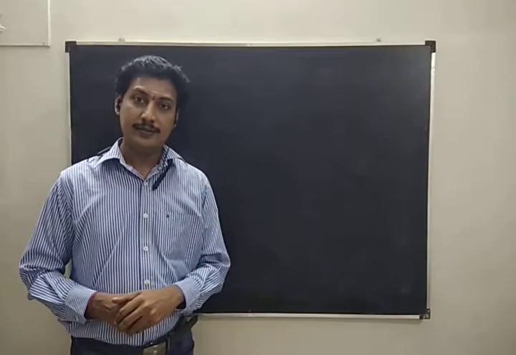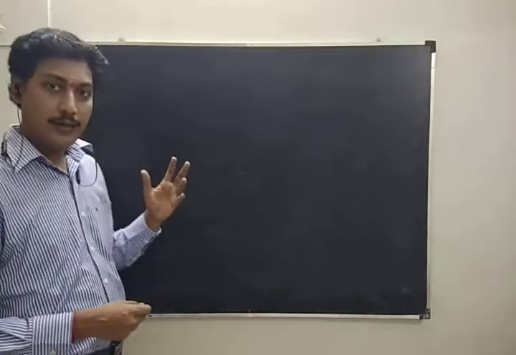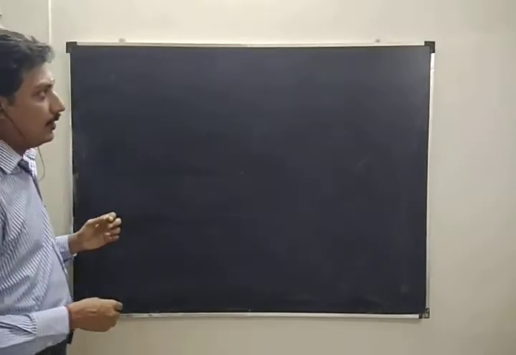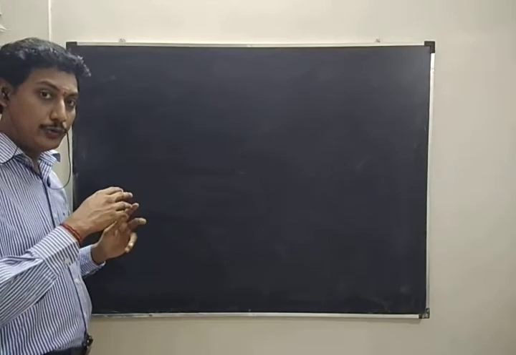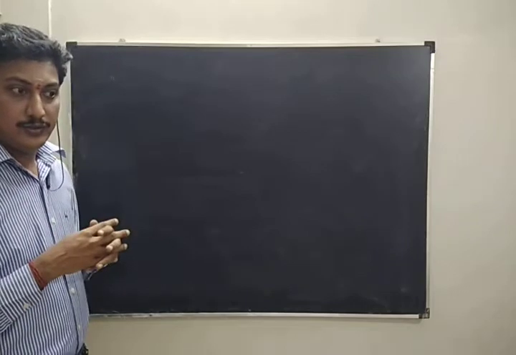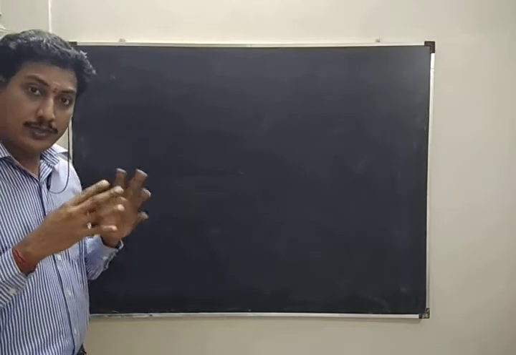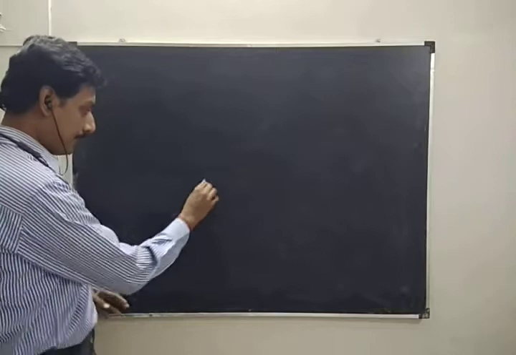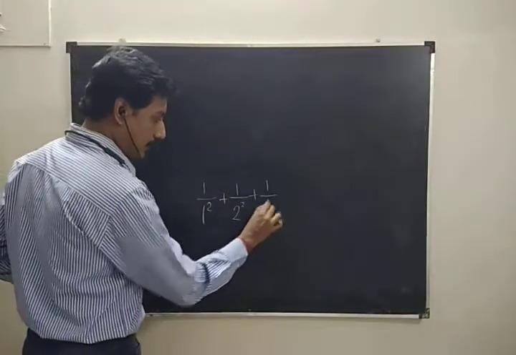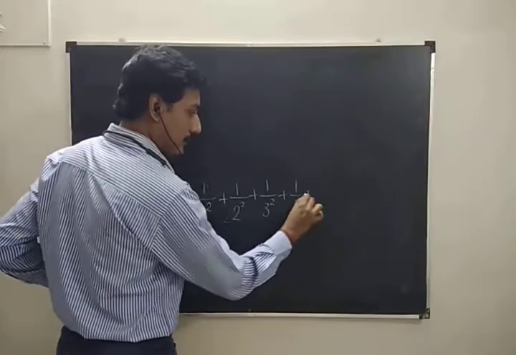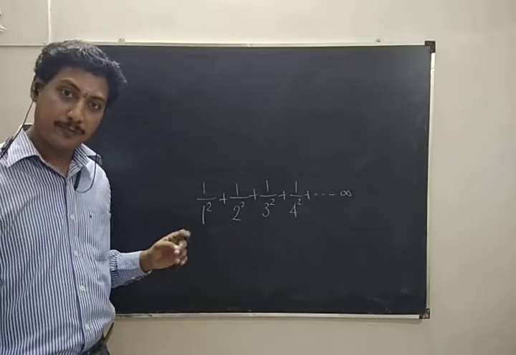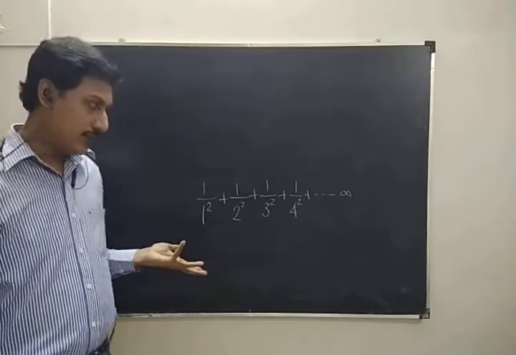In this class, I pick one problem, this f of x, and with the help of that function I am going to deduce one new infinite series, something interesting. For example, let's see 1 by 1 squared plus 1 by 2 squared plus 1 by 3 squared plus 1 by 4 squared, etc. So what is the sum of this infinite series? We don't know. Let's find out.